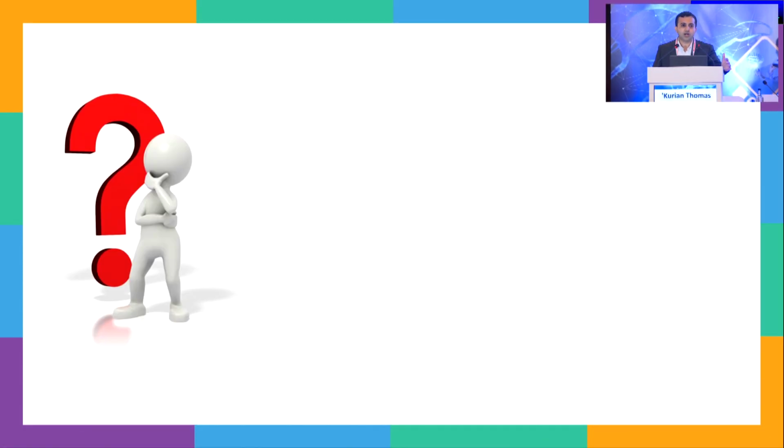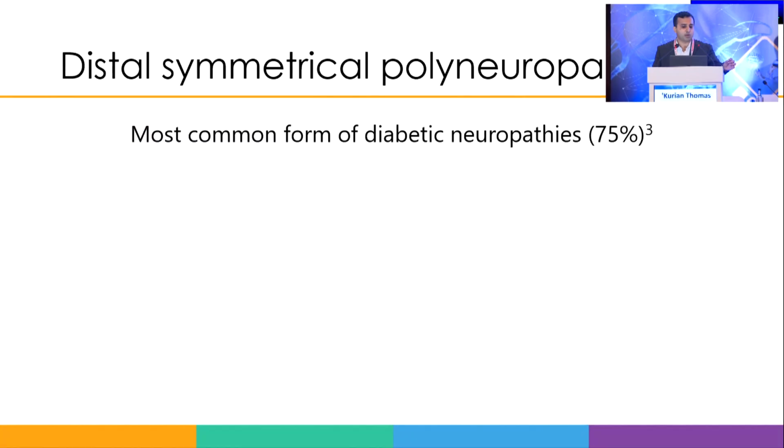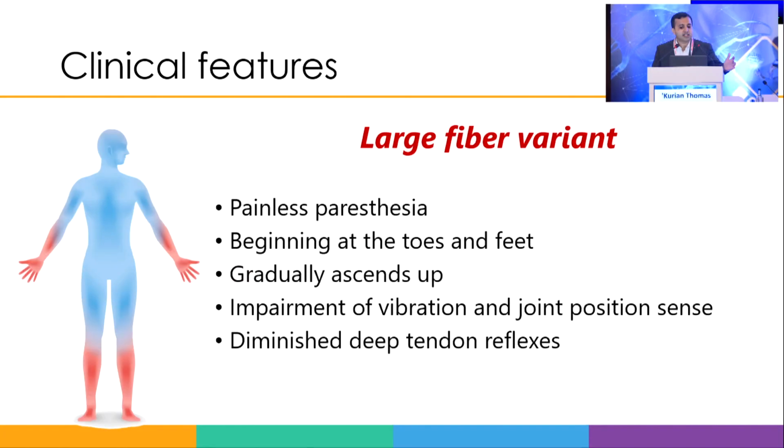So this is your routine, normal, what you come across, a distal symmetric polyneuropathy and a large fiber variant. So 75% of cases of diabetic polyneuropathy will be a distal symmetrical peripheral neuropathy. So the prevalence we have already discussed. So in a large fiber variant, you have a painless paresthesia which gradually ascends up. So it's a length dependent neuropathy. Once the neuropathy ascends up to the knees, then you will have involvement of the hands also.